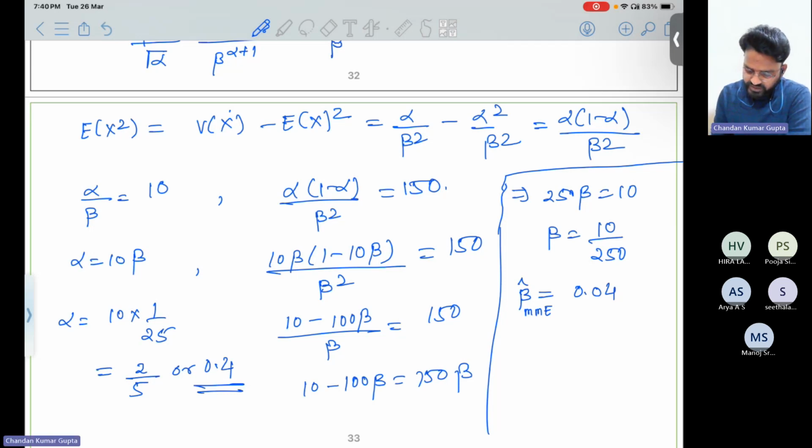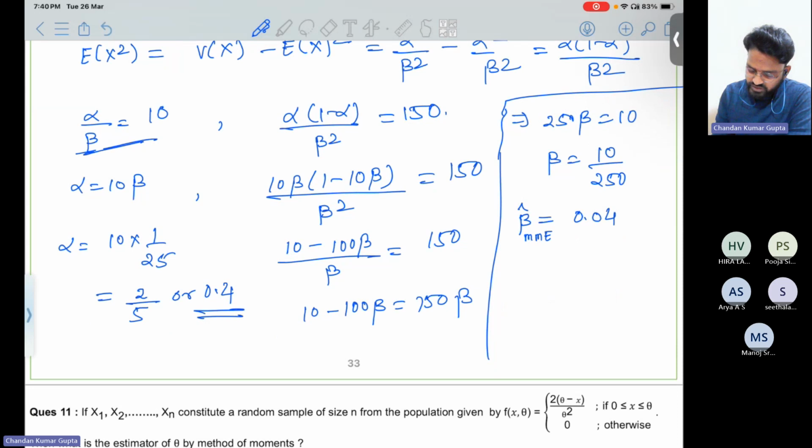So here alpha 1 minus alpha equal to 150 upon beta square. Okay, alpha equal to 10 beta. From here we put this value here. So that is 10 beta, 1 minus 10 beta upon beta square equal to 150. So beta will be cancelled out. It is 10 minus 100 beta upon beta equal to 150. Up to this point it is okay.